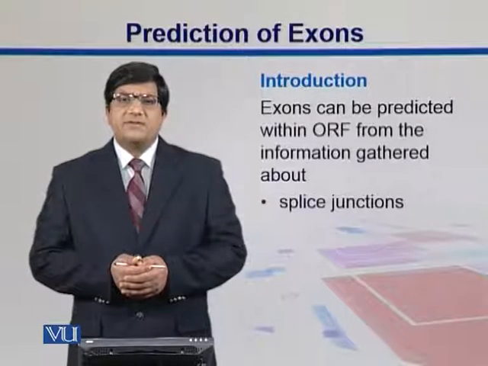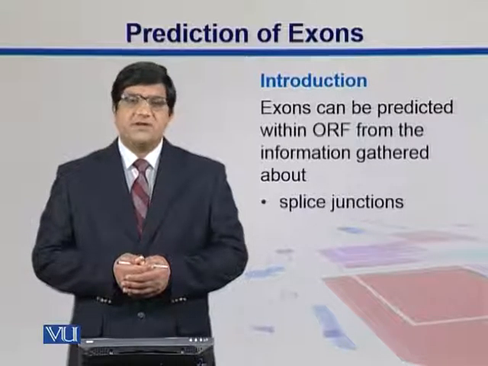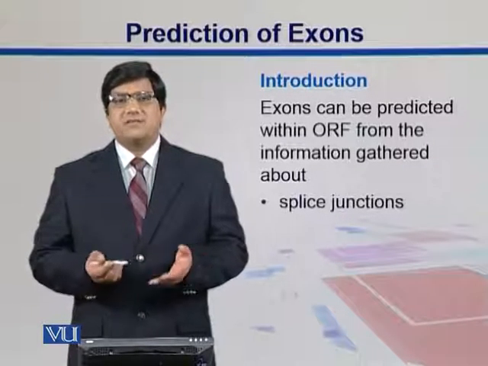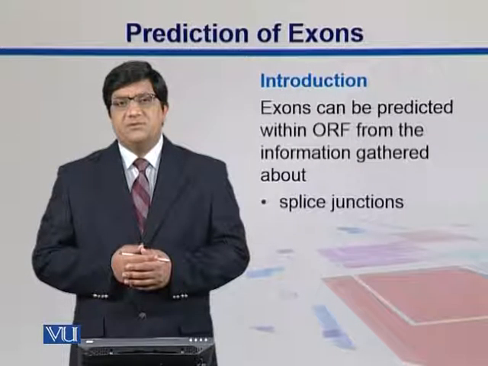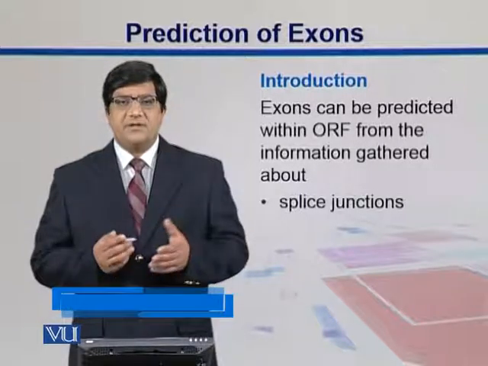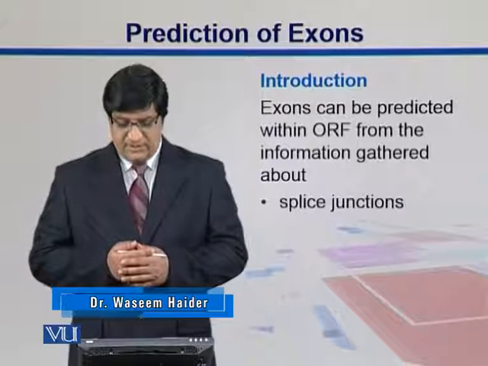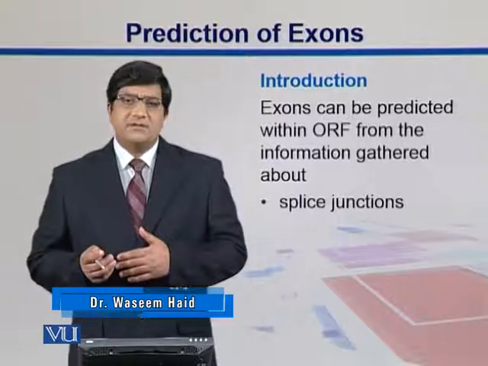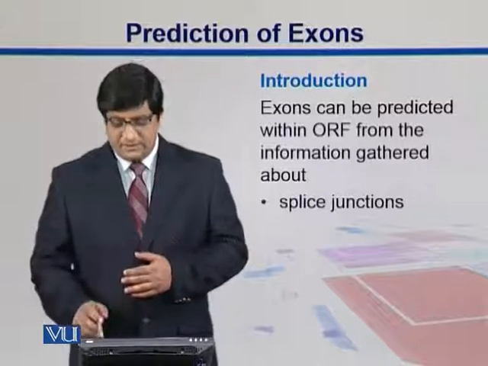So in order to predict the exons, we first try to get the ORFs, and once we get the ORF, within that we can look for the exons. And in order to do that, we might use some evidence which we get if we have predicted those splice sites. So we can use that information, and with the help of the information we gathered about the ORF and about the splice junctions, we can predict exons.